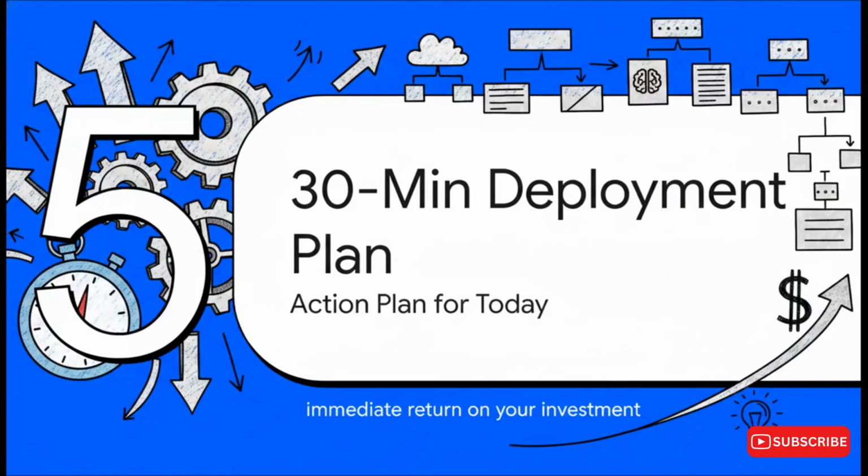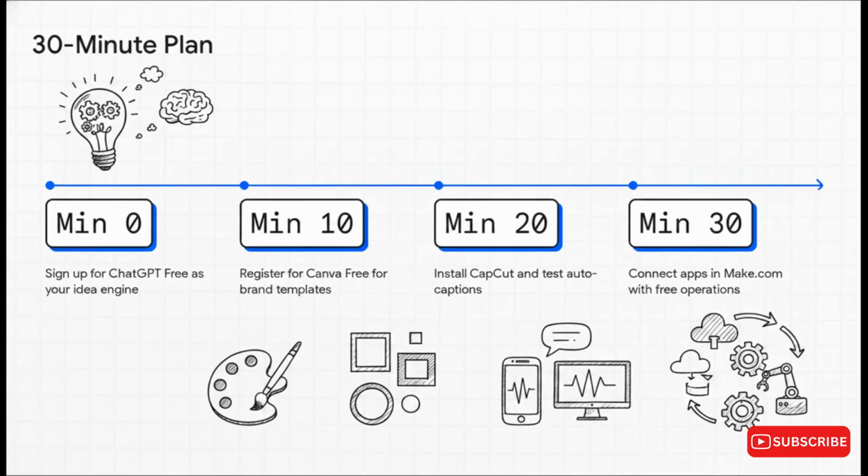Finally, Section 5. Your 30-minute deployment plan. Let's get to the action. Here is your rapid-fire action plan to get this whole thing running immediately. Minute 0, sign up for ChatGPT free. This is your brand new idea engine. Minute 10, register for Canva free and lock in those visual brand templates. Minute 20, install CapCut on your phone or desktop and run a quick test clip to see how those auto captions work. Minute 30, open up Make.com and start connecting these apps using your 1,000 free operations. Literally, in just half an hour of focused effort, you can completely overhaul your operational capacity.